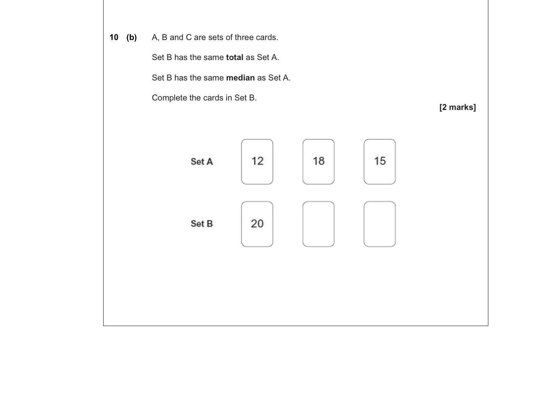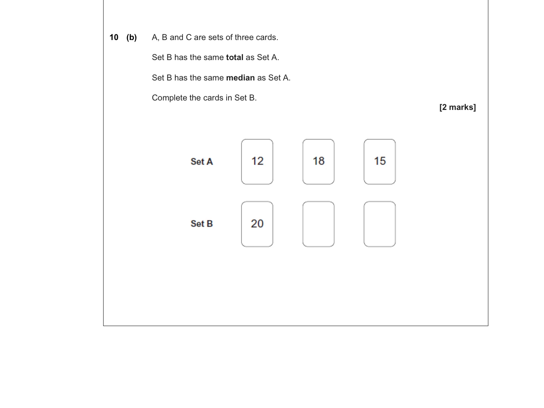A, B, and C are sets of 3 cards. Set B has the same total as set A, and set B has the same median. Complete the cards in set B. Okay, so the median in set A is 18. It's the middle number. Oh, wait, no, it's not. I'm sorry. I totally lied to you.